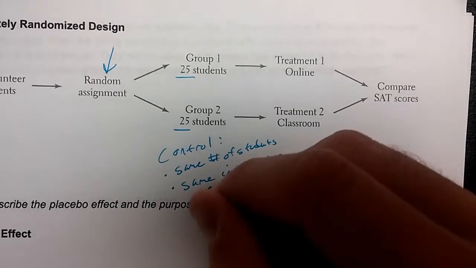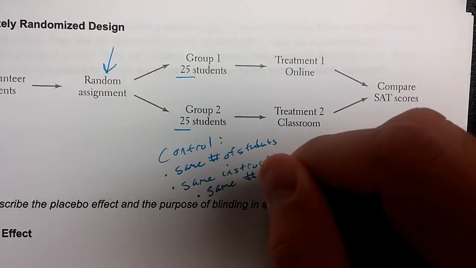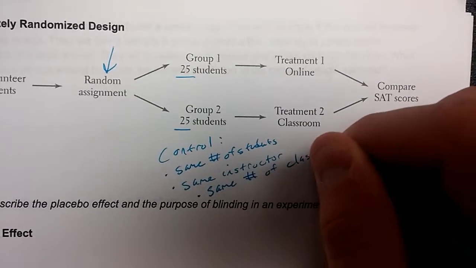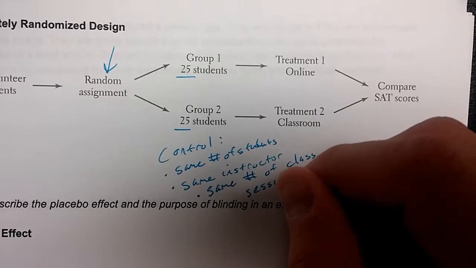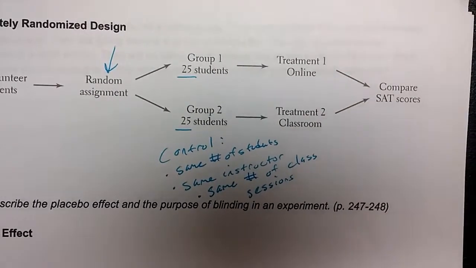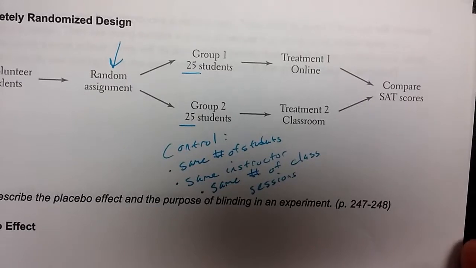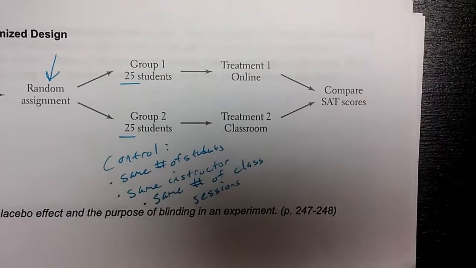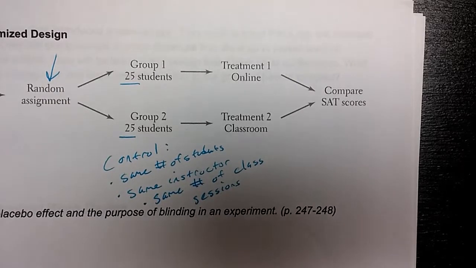One also not mentioned here, same number of class sessions. If you were to have more class sessions on the online or the in-class, that may also introduce some confounding here, and you couldn't tell a difference between the number of class sessions or the actual instructor or the type of class. So you want to control all these things besides the treatment, and that way you can assess what's the difference between the 2 treatments overall.